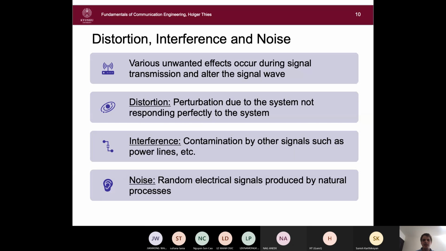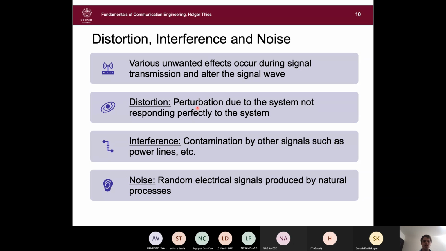Okay, so there's one more thing about communication systems. What we have seen is that we want to transfer some signal through a channel, but there will always be some distortion, interference, and noise. So there will always be some noise that changes the signal. And we can classify those unwanted effects during signal transmission into different types.